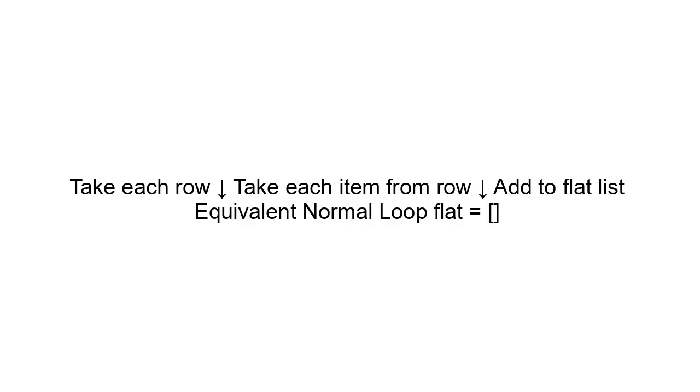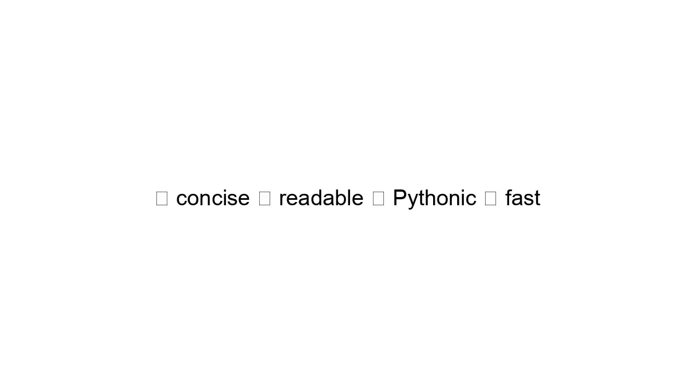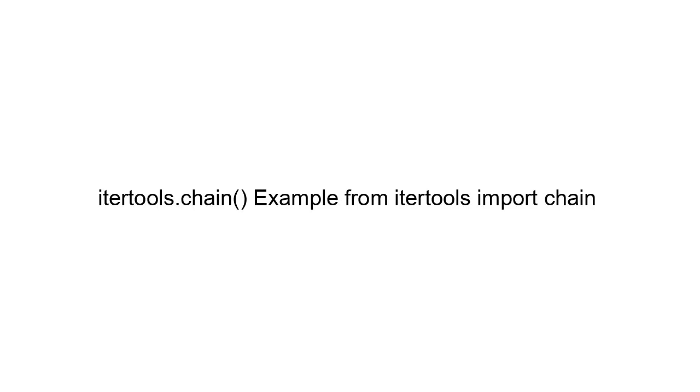Equivalent normal loop: flat = [], for row in matrix, for item in row, flat.append(item). Why list comprehension is preferred. Concise, readable, Pythonic, fast. Method 2. Using itertools.chain. Python provides itertools.chain.